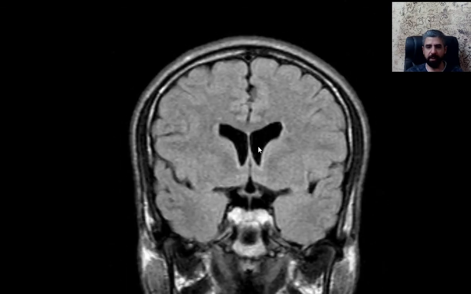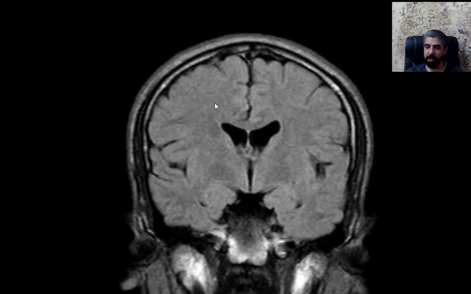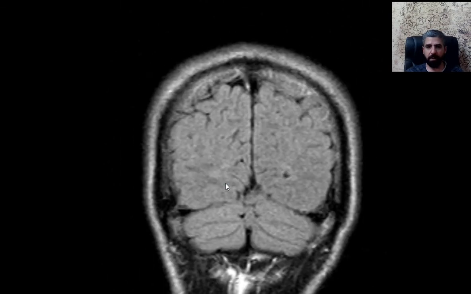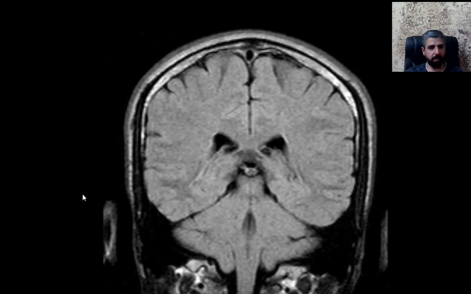Now we will see the coronal FLAIR images, and FLAIR is basically a T2 weighted image without the CSF signal. You can see the CSF is dark, and since the gray matter is brighter than the white matter, this indicates a T2 weighted image with no CSF, which means FLAIR. So first of all, we will see what's going on here.